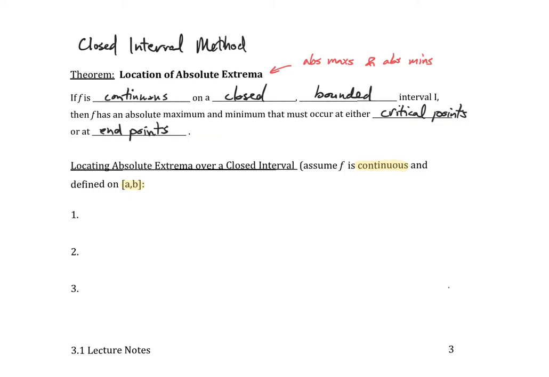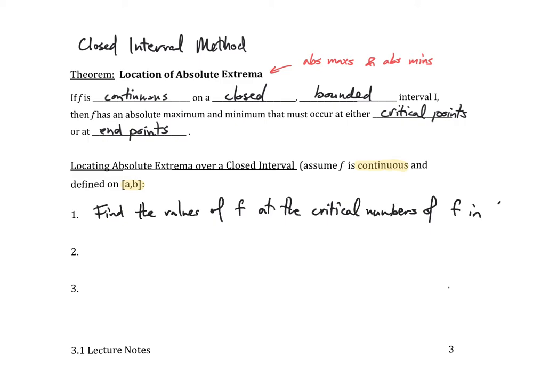The first step is to find the values of f at the critical numbers of f in the interval (a, b). That's the open interval, because remember, critical numbers are interior points, so they don't occur at the endpoints.